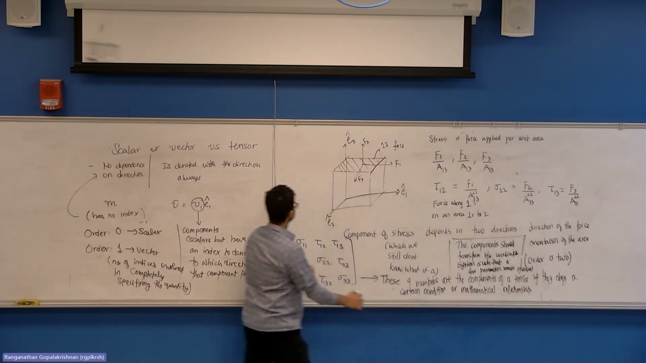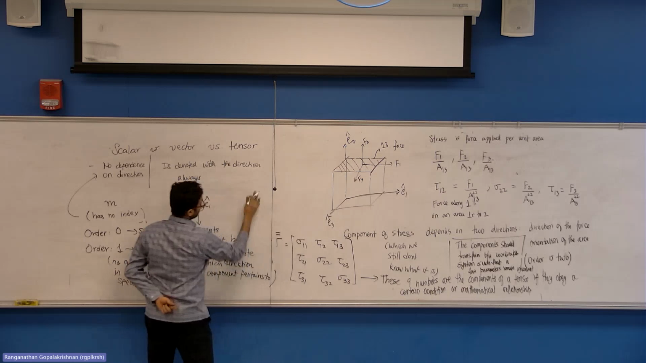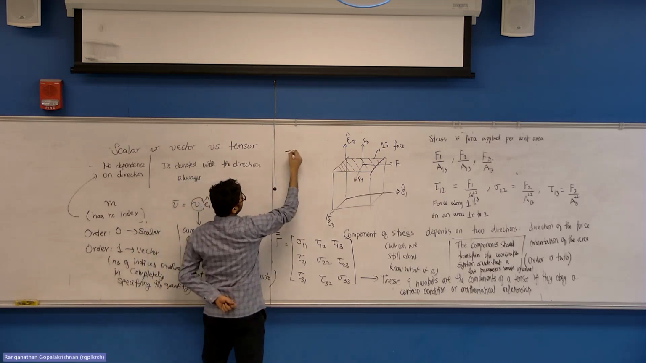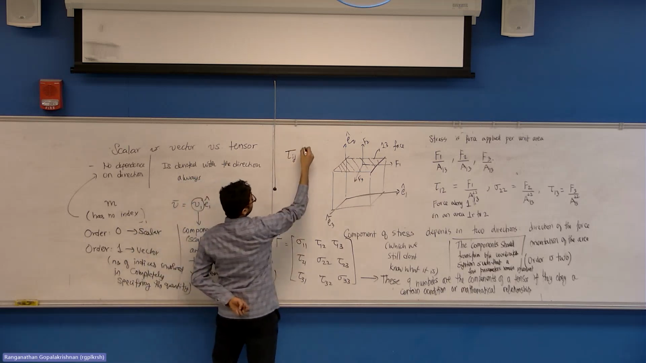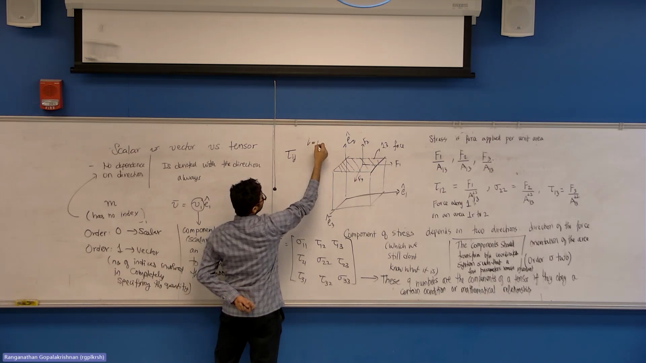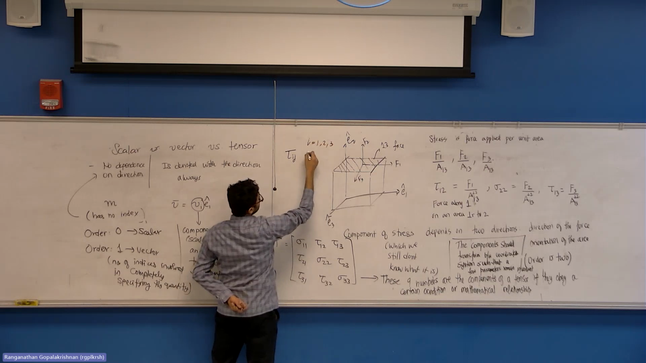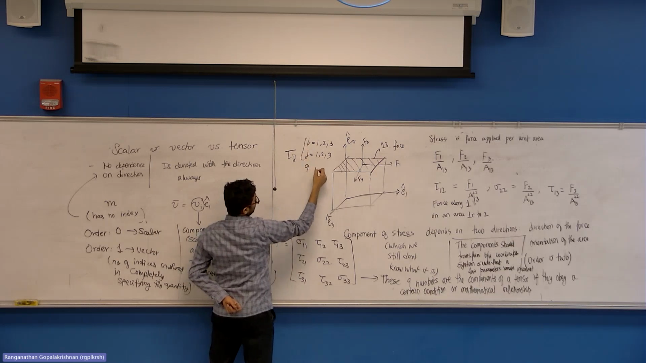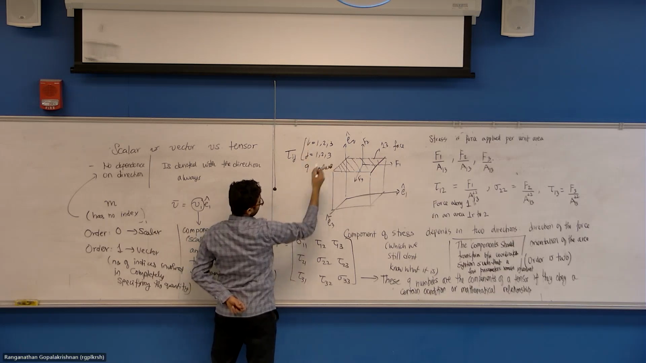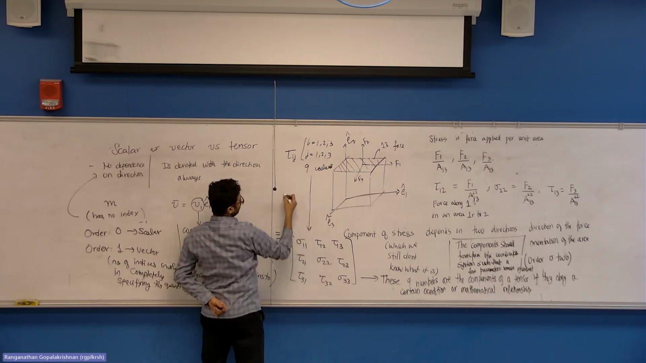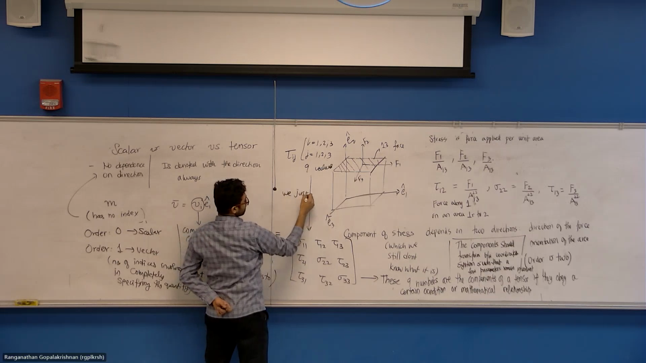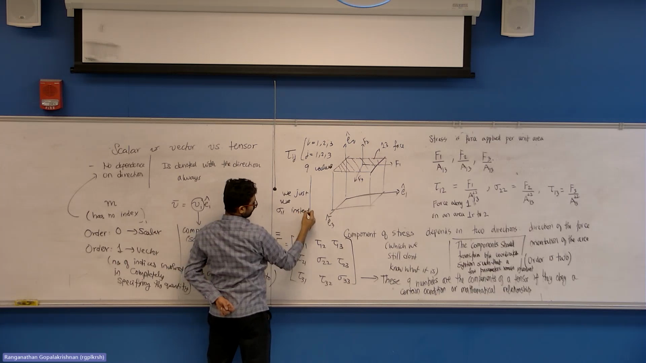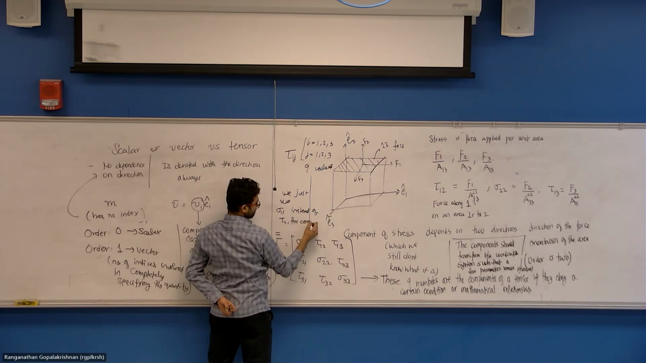So suppose we write the notation tau ij, where i can independently take values 1, 2, and 3, and j can independently take values 1, 2, and 3. That will give you 9 values, which are here. We just use sigma 11 instead of tau 11 for convention.